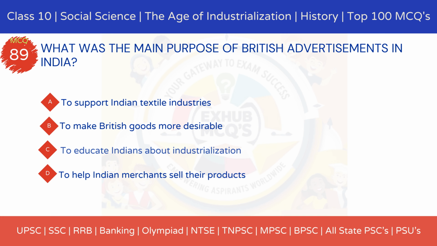MCQ 89. What was the main purpose of British advertisements in India? Option A. To support Indian textile industries. Option B. To make British goods more desirable. Option C. To educate Indians about industrialization. Option D. To help Indian merchants sell their products.